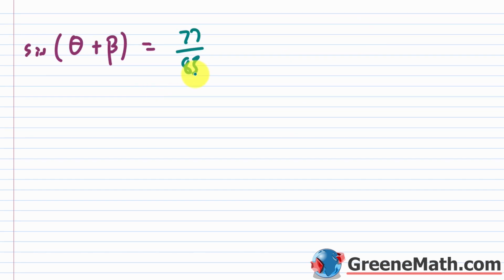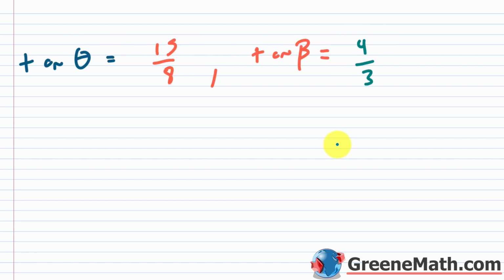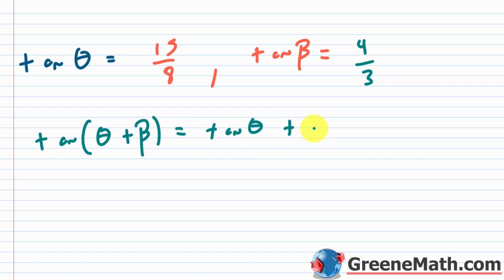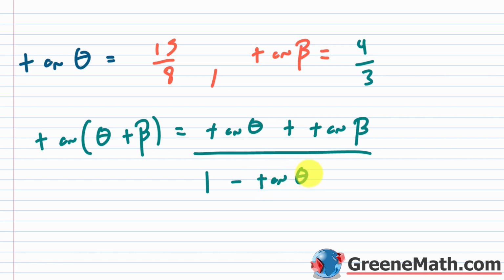Okay, so let's just bring that to a new sheet, and I'll put the tangent of theta plus beta right here. Okay, so for the tangent of theta plus beta, this is the tangent of theta plus the tangent of beta over 1 minus the tangent of theta times the tangent of beta.